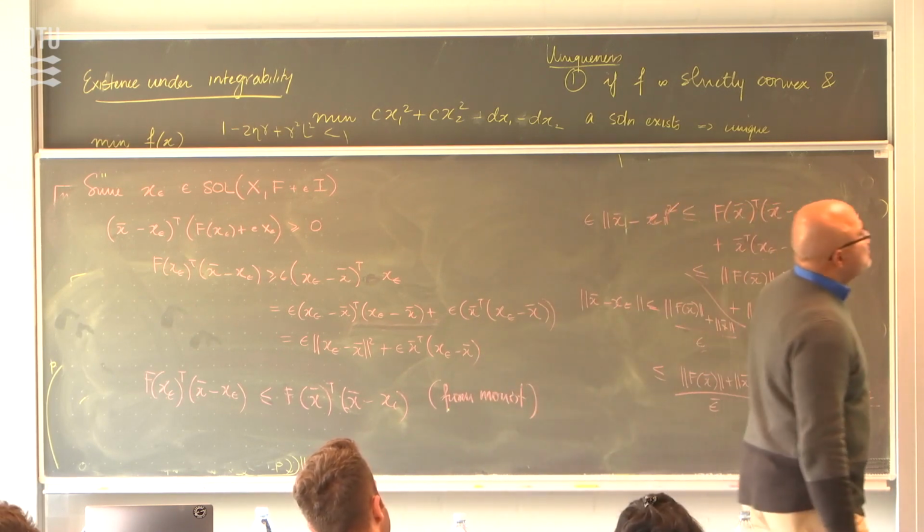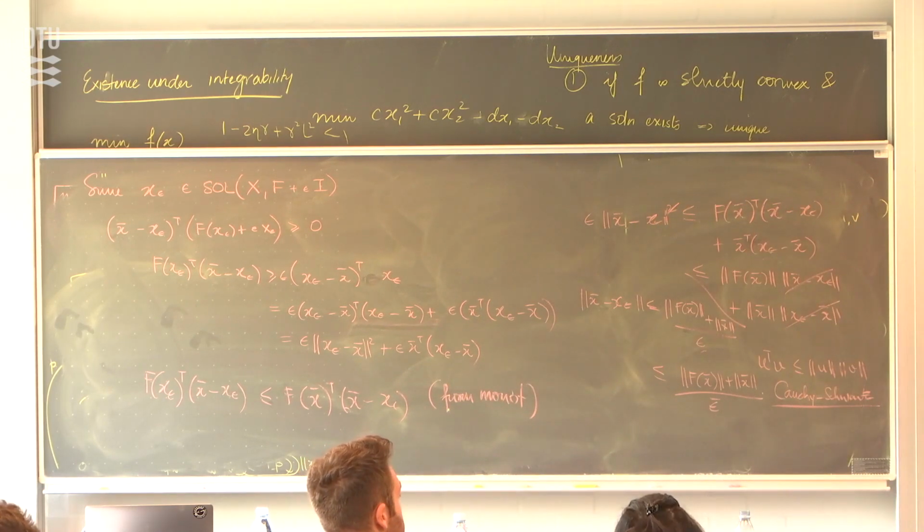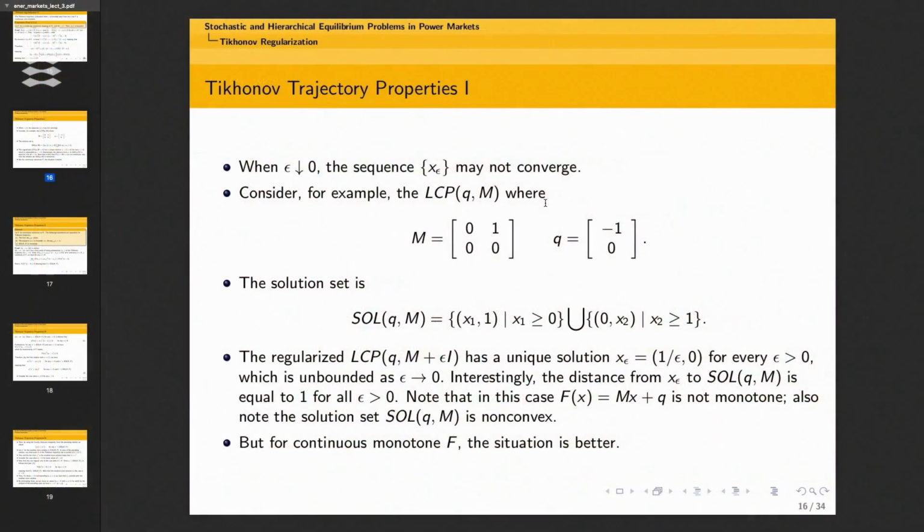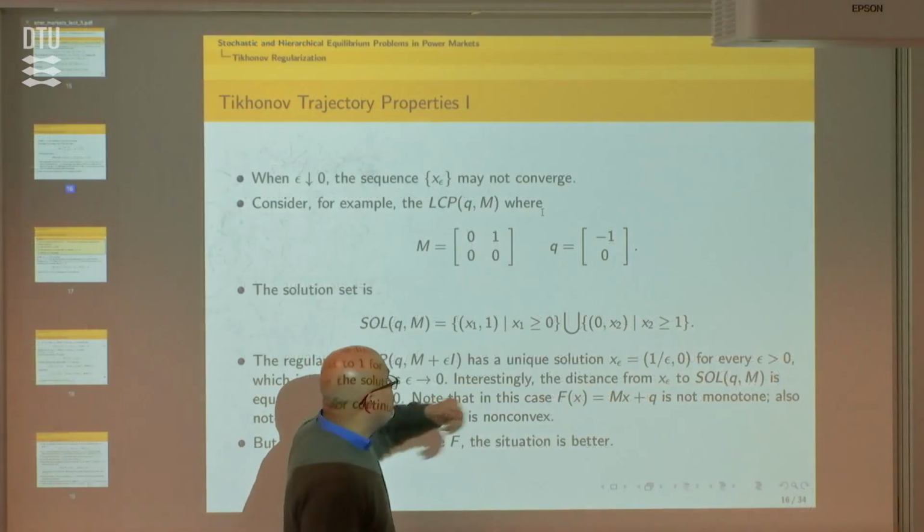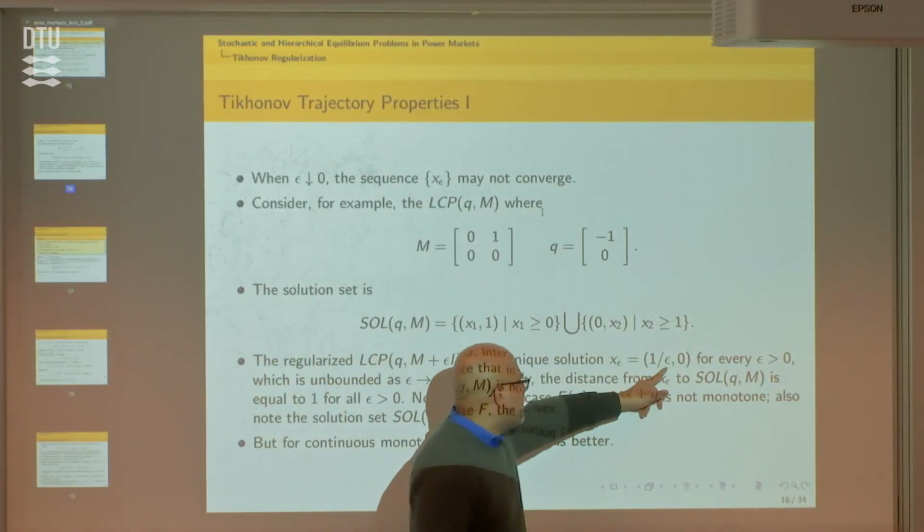Now, when epsilon goes to 0, the sequence may not converge. So let's give you an example of that. Let's take the simple LCP where m is 0, 1, 0, 0, okay, and q is minus 1. Now, if you look at the regularized LCP, this is m plus epsilon I, and it has a unique solution 1 upon epsilon comma 0.